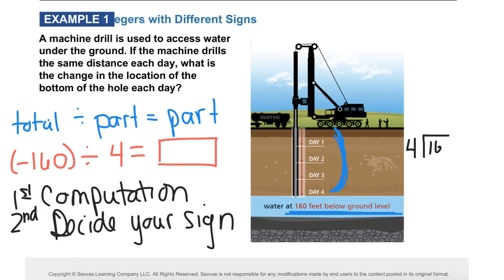4 into 160. 4 goes into 1 0 times, but 4 goes into 16 4 times. 4 times 4 is 16, subtract it off. Bring down the 0. 4 goes into 0 0 times, that's a 0. And we're done. So the computation part is 40. And just like in multiplication, if I have one negative, that negative needs a friend, and so we'll have a negative 40, which also makes sense because they're drilling down 40 feet every day.